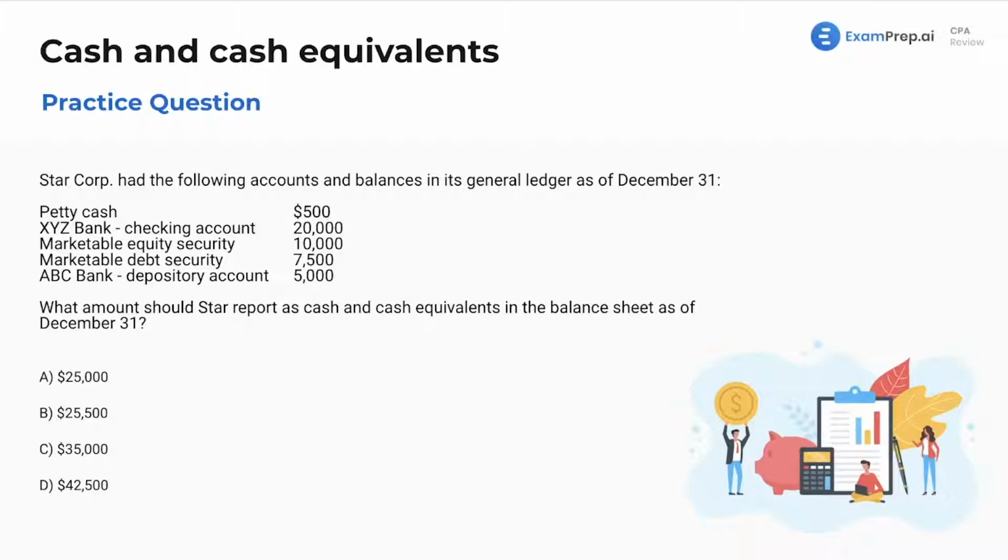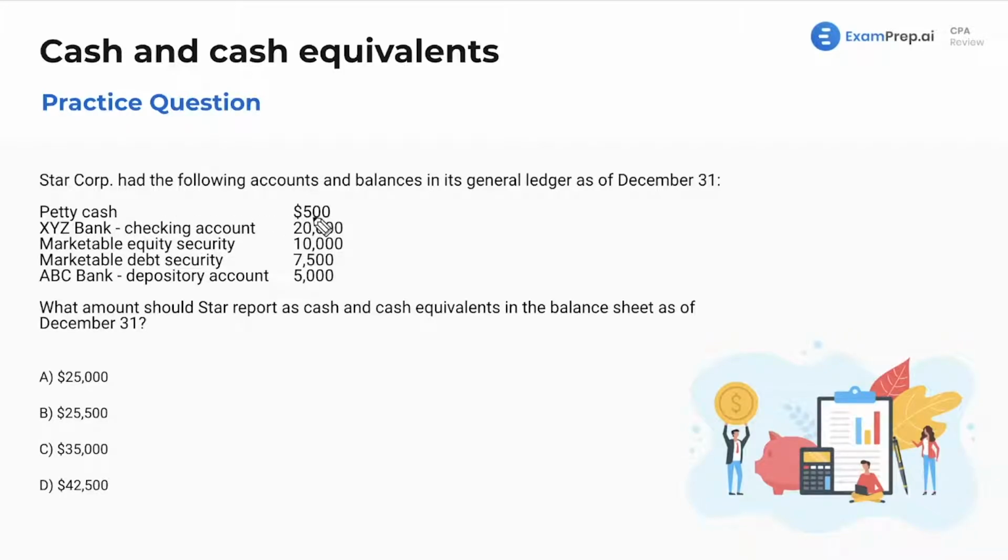We have some cash and cash equivalents on our schedule today. And let's start off. What amount should STAR report as cash and cash equivalents in the balance sheet as of December 31st? Now let's run through this together. STAR Corp had the following accounts and balances in its general ledger as of December 31st.